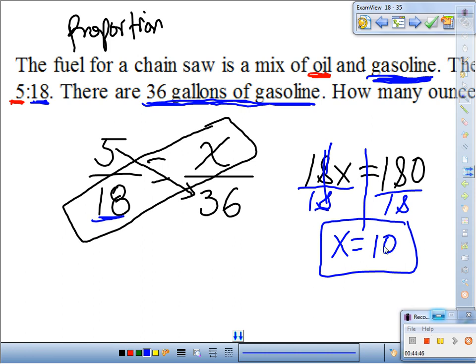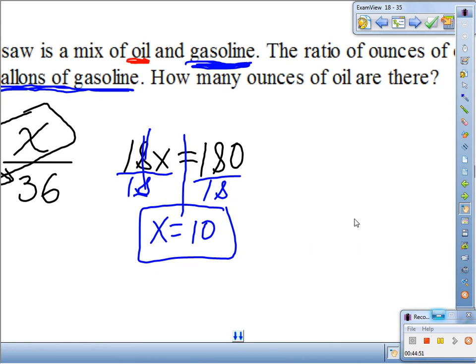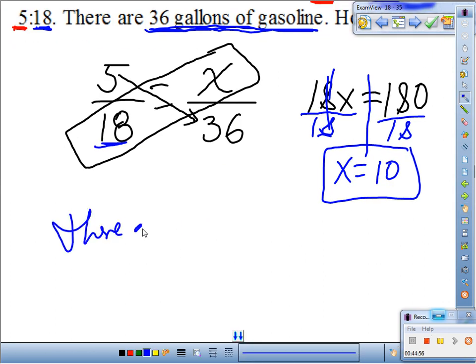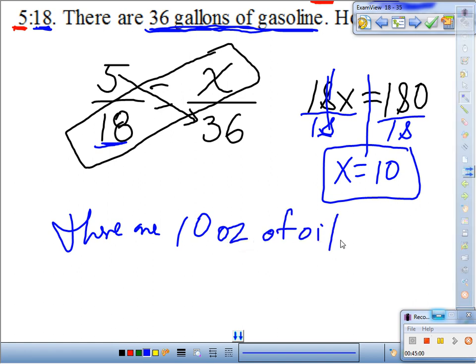Am I done? No, we need to answer the question. What was the question? How many ounces of oil are there? There are 10 ounces of oil. As long as you give me that, I'm good. If you want to elaborate more, there are 10 ounces of oil when there's 36 gallons of gasoline. It's up to you. But as long as you write that, thank you. How many of you got that? Okay, good.